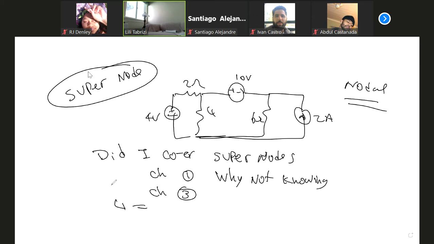I mean, how many times should I explain nodal analysis? You choose a reference. You choose essential nodes. You choose 2 essential nodes here. You assign current to the passive element. Isn't it familiar? And then you write KCL. How should I say that to make more sense?